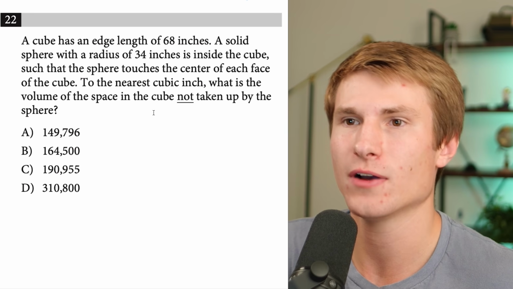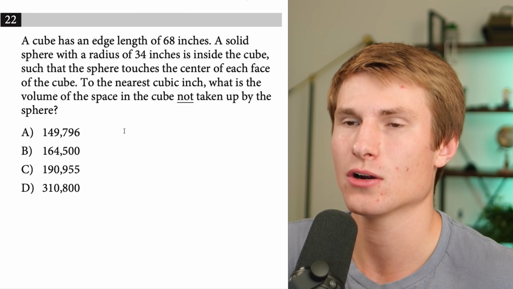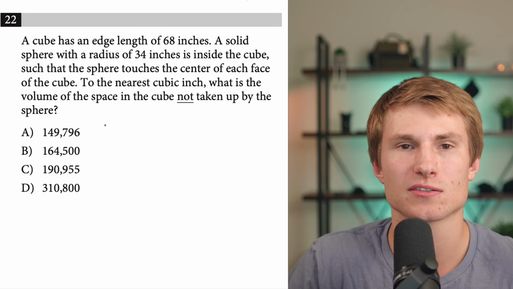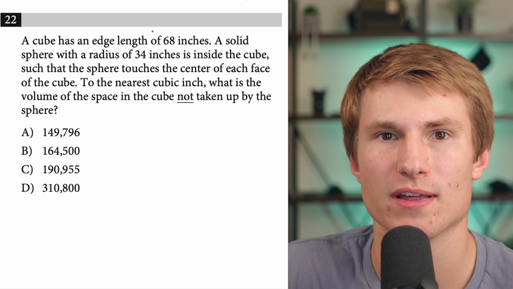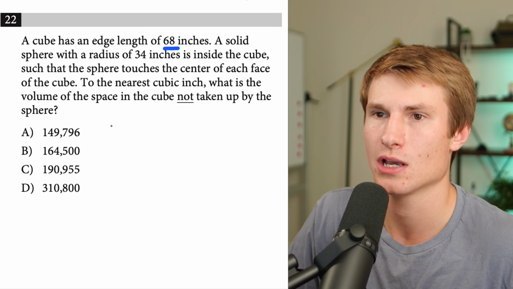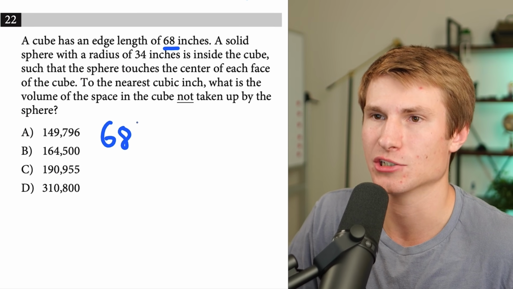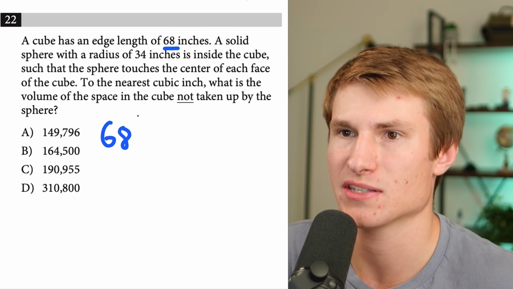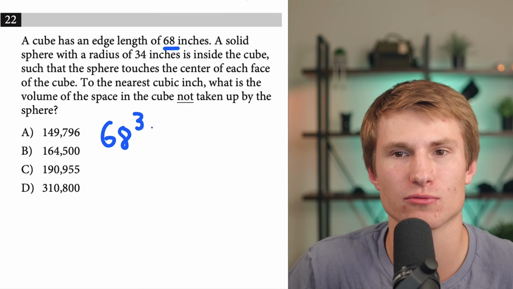Now, since we're asked to find the volume of the space in the cube not taken up by the sphere, we have to calculate first the volume of the cube, then we have to subtract the volume of the sphere. So let's start with the volume of the cube. We know that a cube has an edge length of 68 inches. Now the volume of a cube, all the side lengths are the same, so that's going to be 68 to the power of 3.